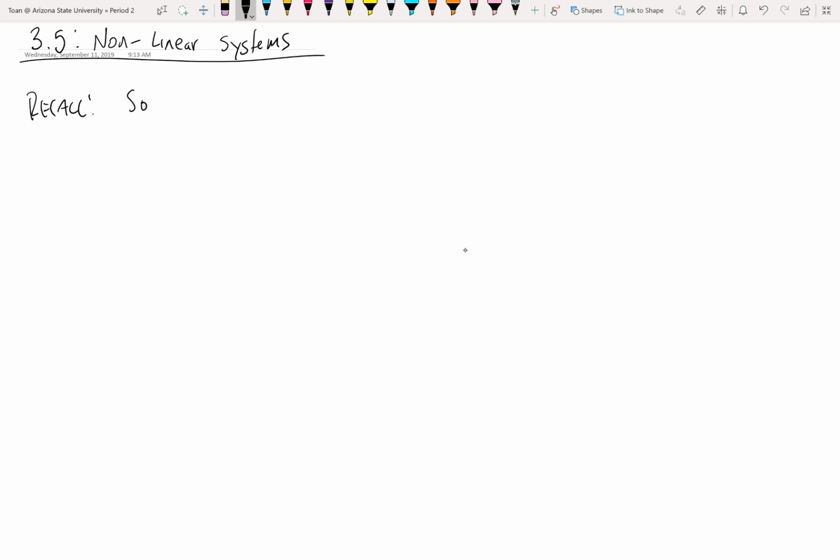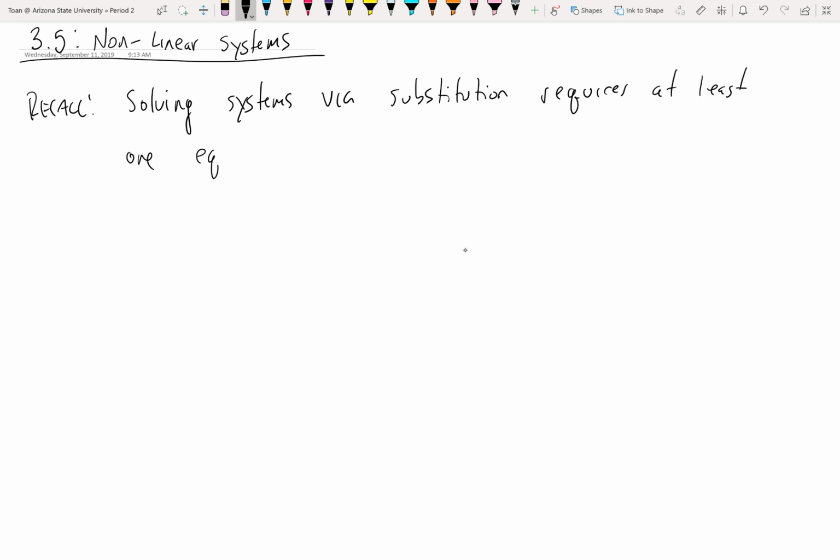So recall, solving systems via substitution requires at least one equation to look like x equals stuff or y equals stuff. You want one equation where one variable is solved for. If that's not true, you'd have to manipulate the equation. You'd have to rewrite the equation.